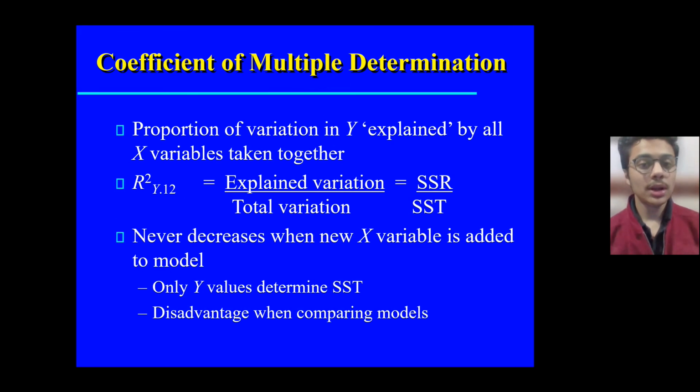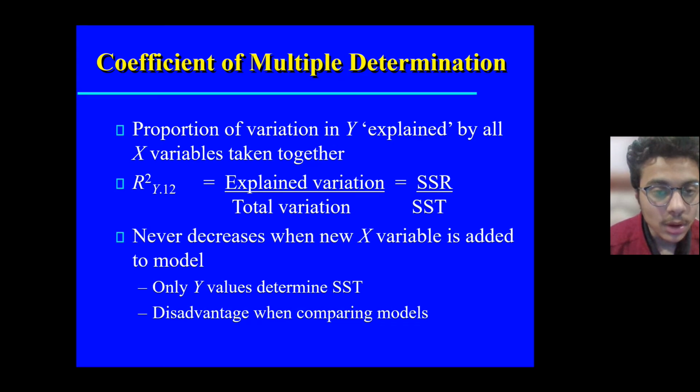Now, coefficient of multiple determination. Proportion of variation in y explained by all x variables taken together. This is the formula for calculating: R square is equal to explained variation upon total variation, which is equal to SSR upon SST. It never decreases when a new x variable is added to the model. Only y values determine SST. This is a disadvantage when comparing models.